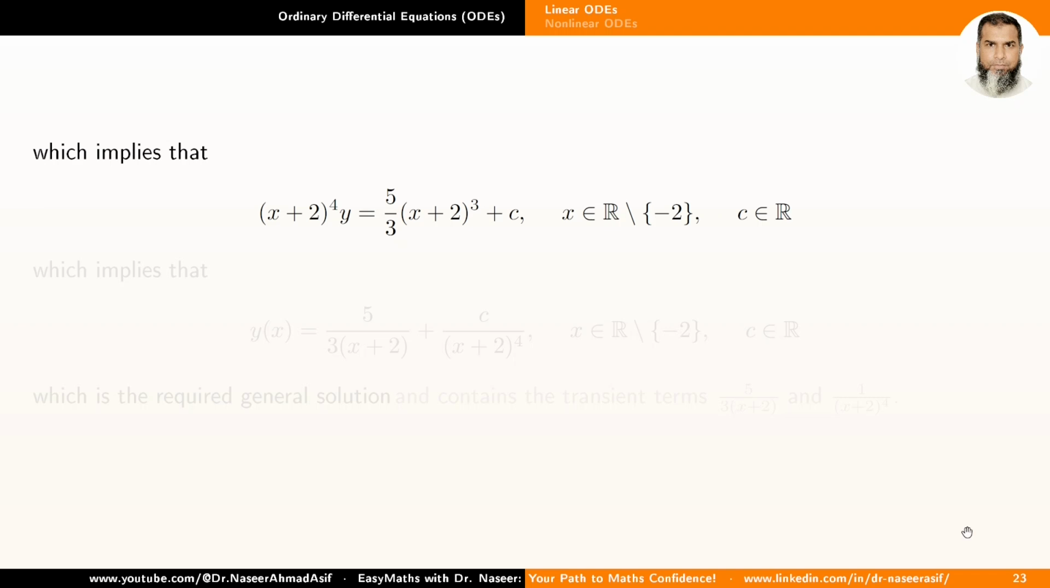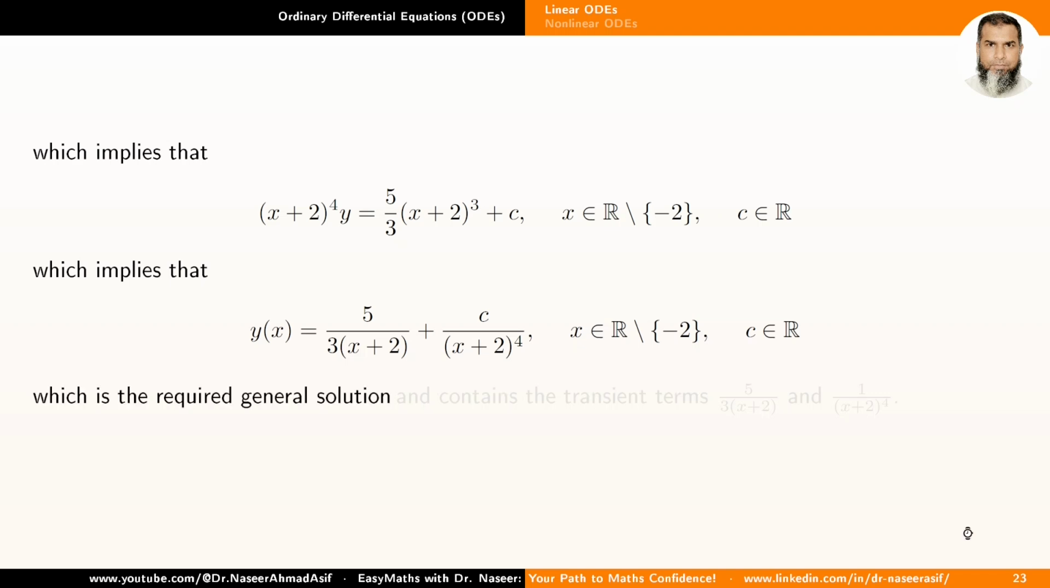Now dividing this equation by (x+2) exponent 4, we have y(x) equal to 5/3 into (x+2) plus c over (x+2) exponent 4, where x belongs to R other than -2 and c is an arbitrary constant, which is the required general solution and contains the triangular terms 5/3 into (x+2) and 1 over (x+2) exponent 4.